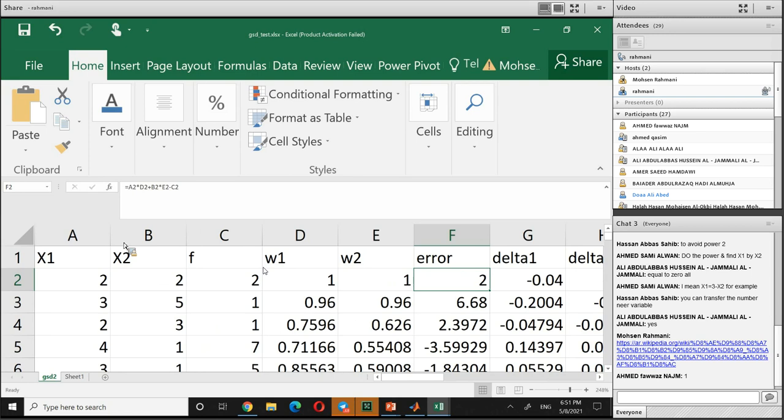Here is the error. I have calculated error. You can see the formula. This is the error, calculated by multiplying x1 in W1 plus x2 in W2 minus f. This is error.